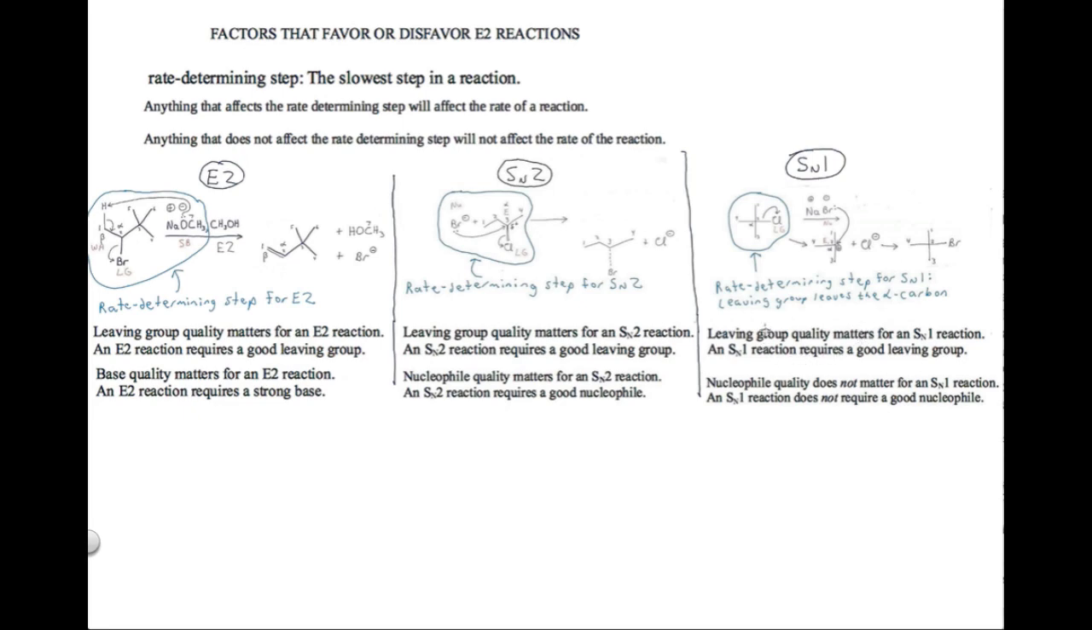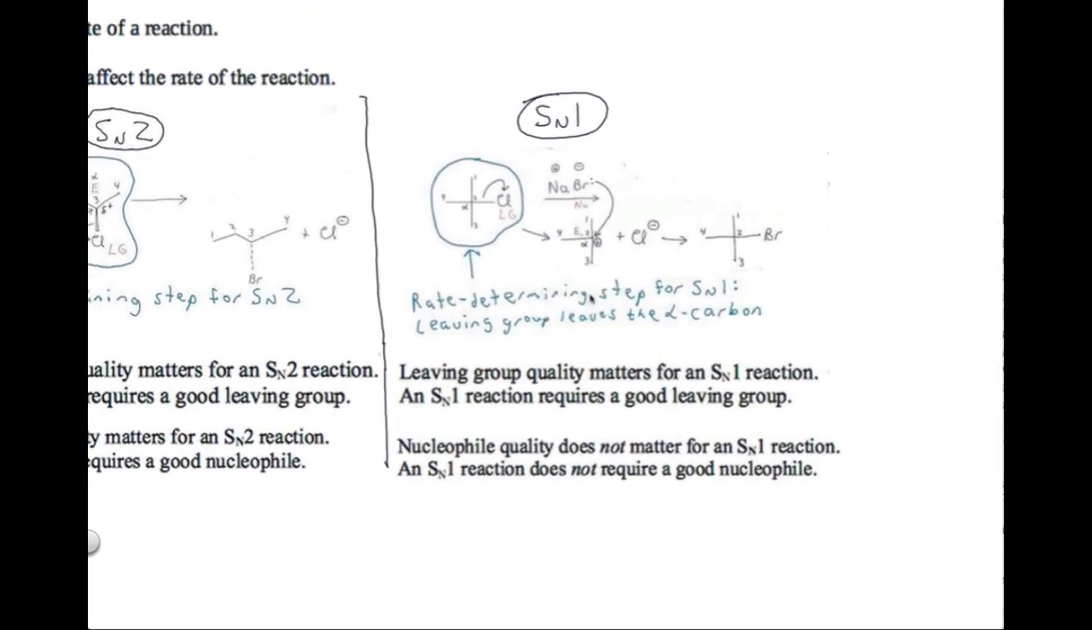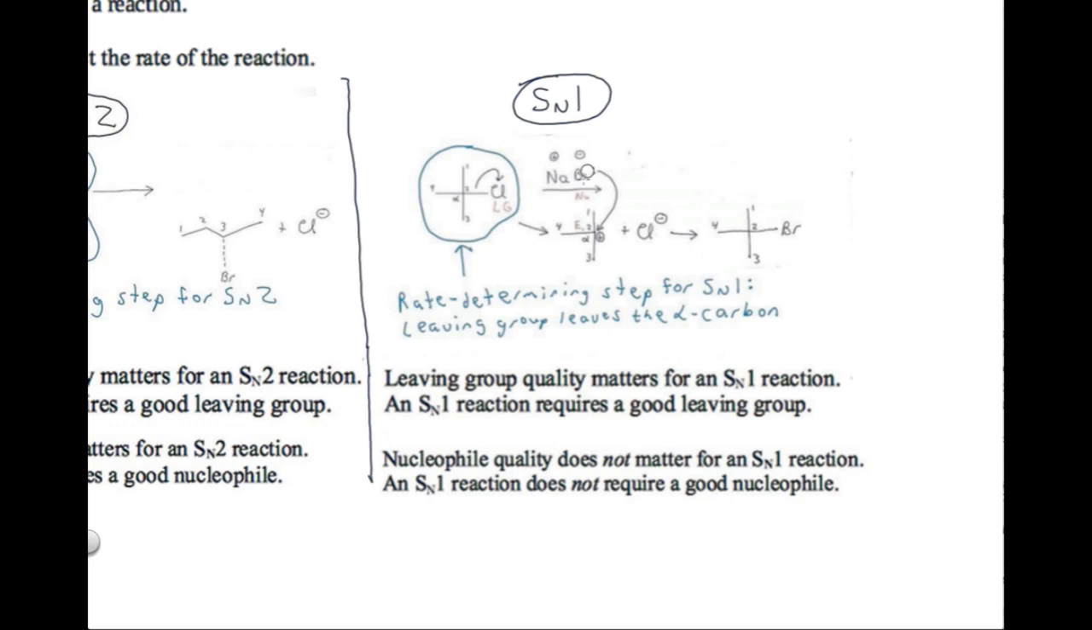Well, notice that the leaving group participates in the rate-determining step for SN1. Therefore, leaving group quality does matter for an SN1, and an SN1 reaction does require a good leaving group. But notice, here's the interesting thing, the nucleophile does not participate in the rate-determining step for SN1. The nucleophile does not participate in the rate-determining step for SN1. It participates in the fast, easy step, the second step, not the slow, difficult step.